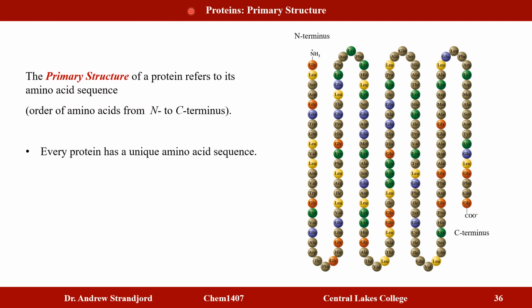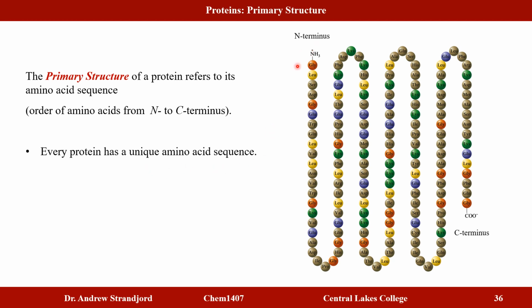One way of classifying a simple protein is by their primary structure. The primary structure of a protein refers to the sequence of amino acids starting from the N-terminus end and going all the way to the C-terminus end. So every protein has a unique amino acid sequence.